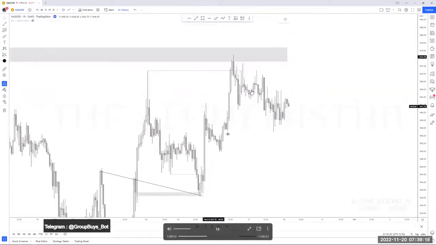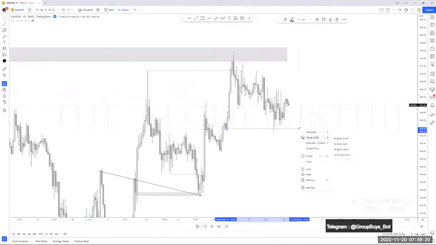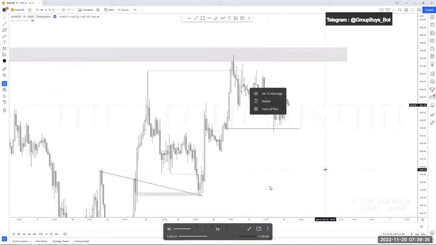Because what are we waiting for? At least for this to break. Can you see how price is still respecting that? So are we safe to buy it? I'm sorry, sell it? Not yet. Patiently wait.